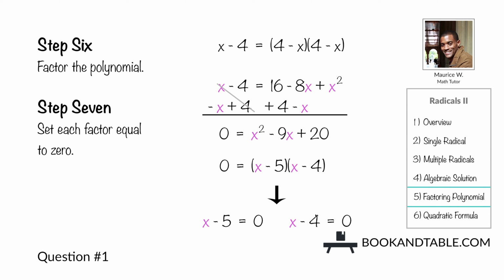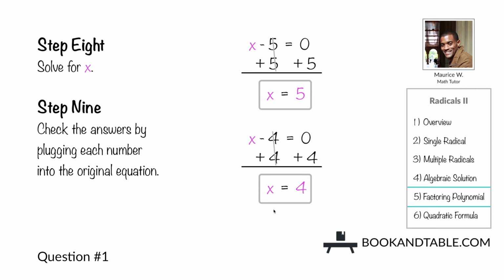And now we want to solve each of these for x. X minus 5 is equal to 0. To solve for x, we add 5 to both sides, leaving us with x is equal to 5 as one potential answer. The second factor we had was x minus 4. So to solve x minus 4 is equal to 0, we add 4 to both sides, leaving us with x is equal to 4 as our second potential answer.